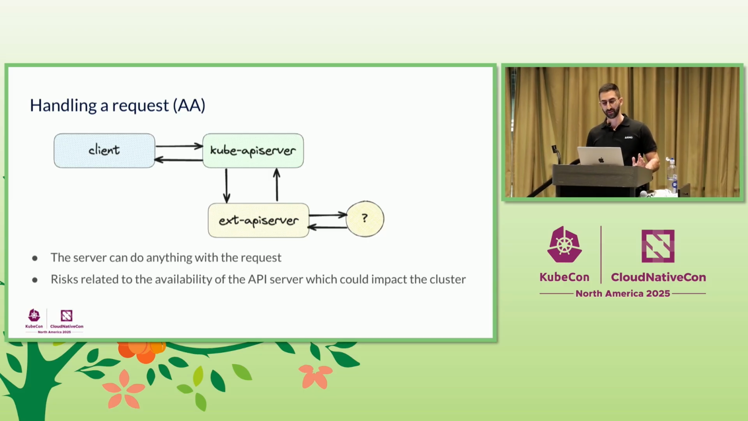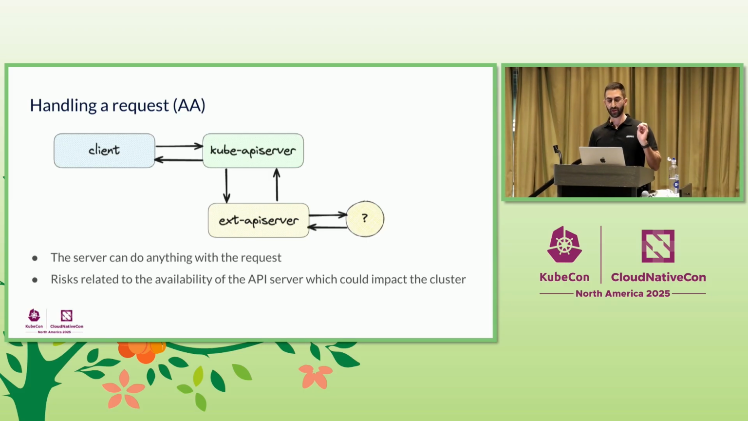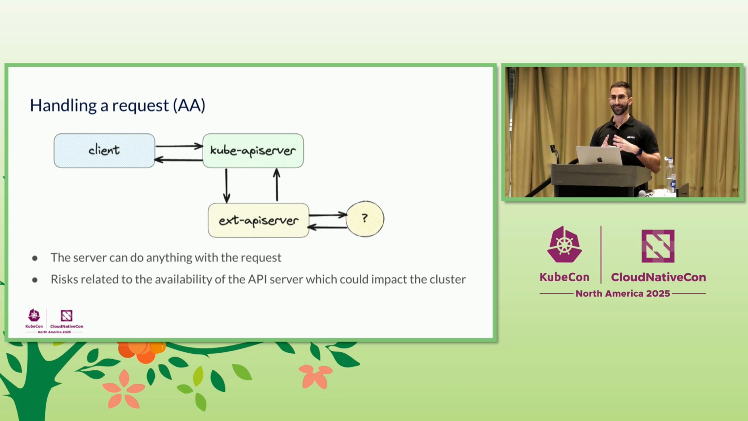With an aggregated API server, you send a request to the Kube API server, and at that moment the Kube API server understands that it needs to route the traffic to an external API. From that moment, the API server can do anything with the request, and that comes with a risk. We'll see in a minute what risks are involved with this flow, but it really can impact the entire cluster if you're doing something very bad.